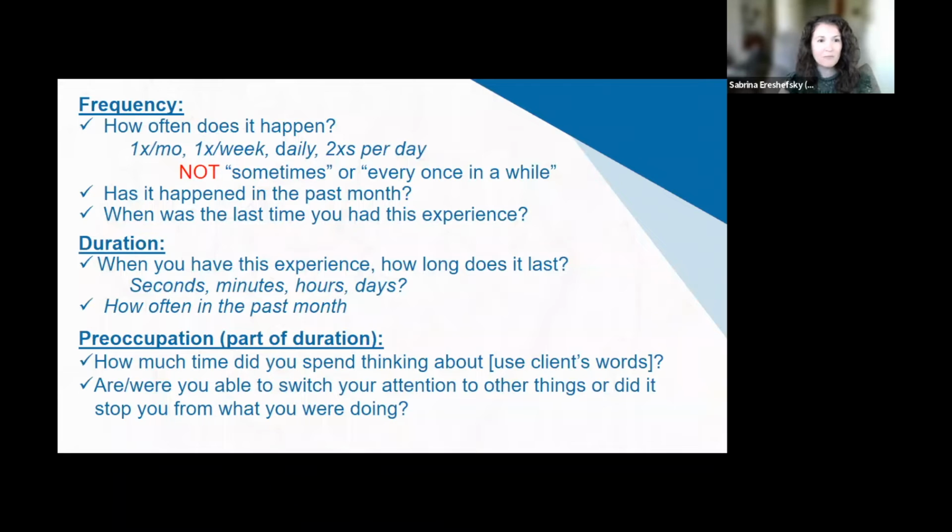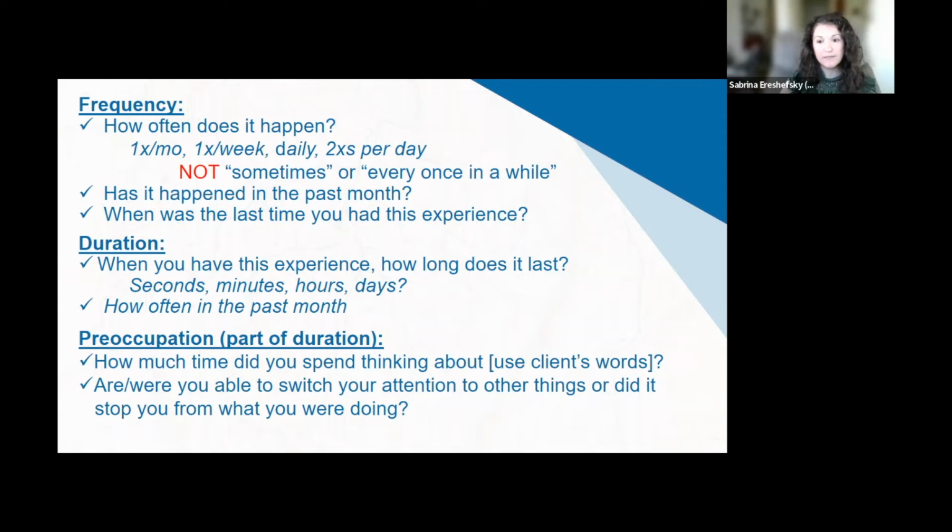We also want to know maybe when it last happened, if it hasn't happened this past month. So a couple of different probes and prompts that you can come back to. Preoccupation is an interesting concept that isn't always covered on the mini SIPS, but it's something that counts towards frequency and duration.